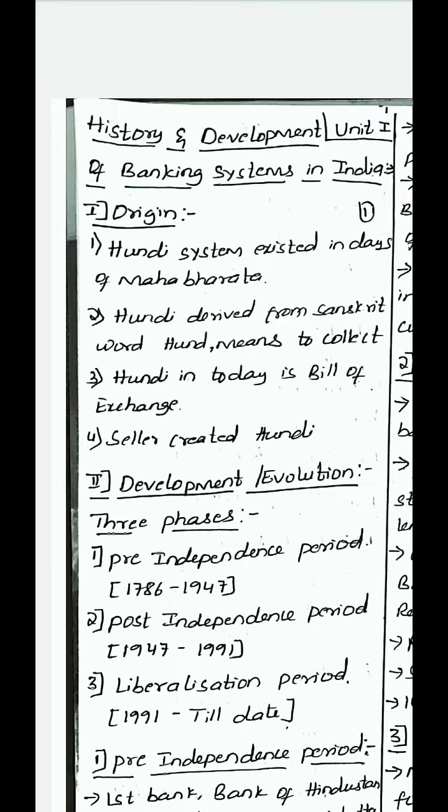Origin. So when did the banks originate in India for the first time? The Hundi system existed in the days of Mahabharata. So what do you mean by Hundi? Hundi is derived from the Sanskrit word hund, which means to collect. So Hundi today is called a bill of exchange.